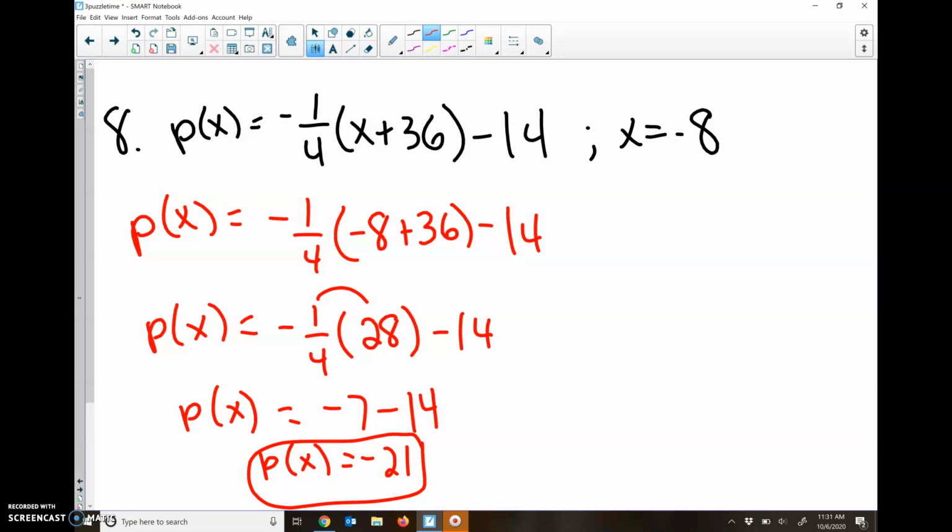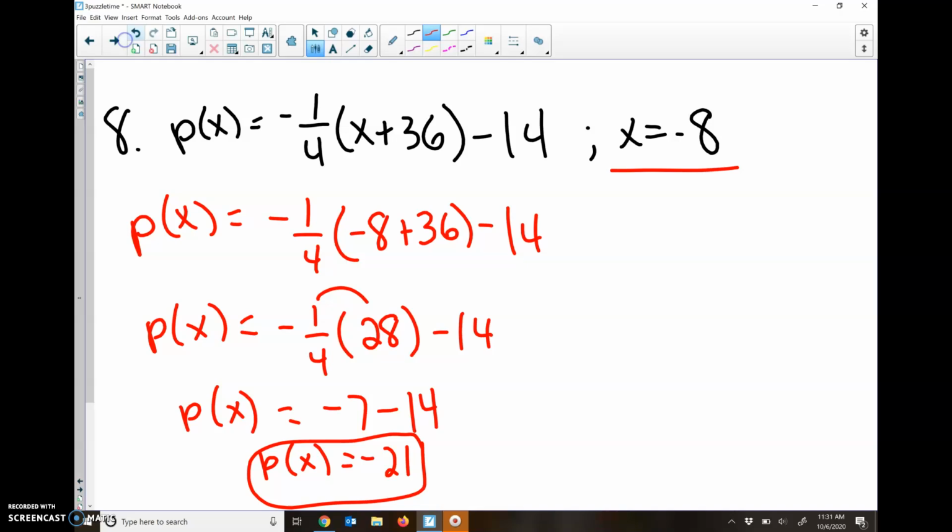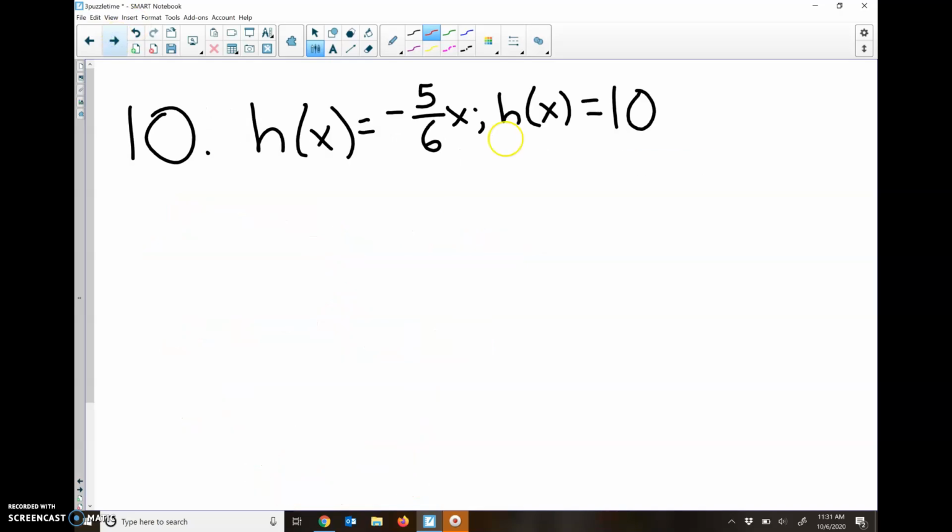Okay, so notice how on these first two problems, it told me what x was. These next two, it's going to tell me what h of x is, or f of x is, or whichever one it is. So now I'm not going to put this 10 here, I'm going to put it here. So instead of h of x equals, I'm going to put 10 equals. And now I'm solving for x. So 10 equals negative 5/6 x.